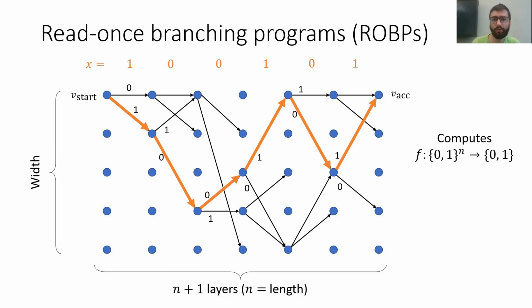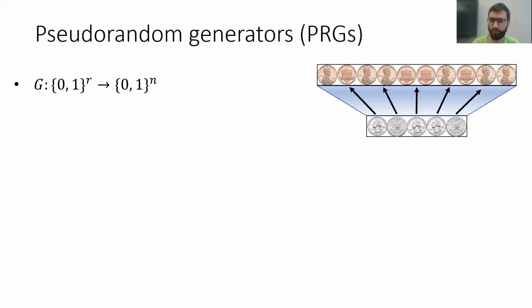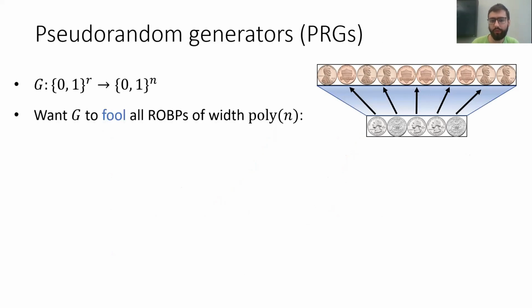The traditional approach to derandomizing space-bounded computation is to try to design a pseudorandom generator for this model. A pseudorandom generator is a function that stretches a short, truly random seed out to a long pseudorandom string. In our context, what that means is that for every polynomial width read-once branching program, the expectation of the program is essentially the same up to some small error epsilon, whether we plug in truly random bits or we plug in pseudorandom bits from the generator.